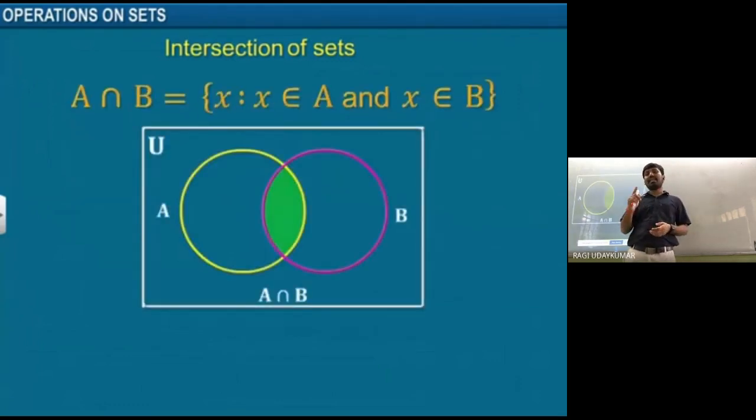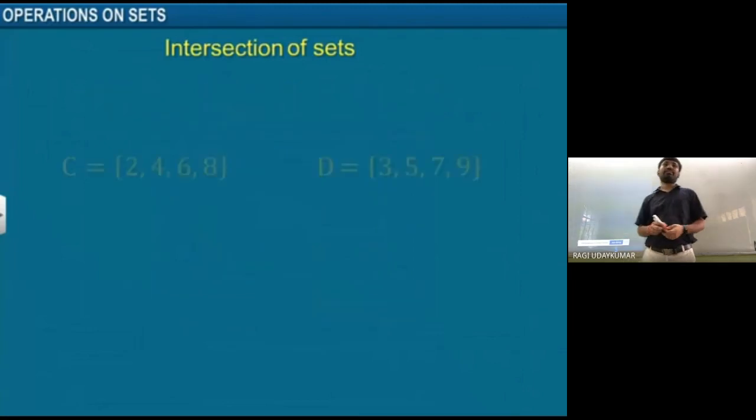So x such that x belongs to A and x belongs to B. The intersection part is nothing but the common part only should be highlighted. This is set A, take yellow color, and purple color is B. If you are considering both, what is the common part? That is represented by intersection. So the intersection of the two sets is like this.